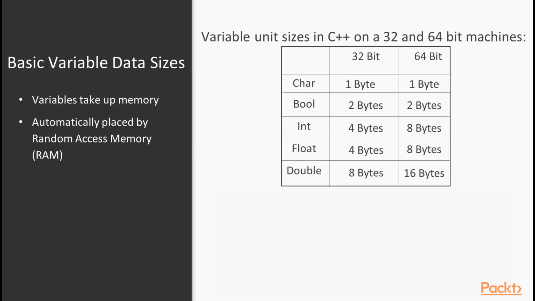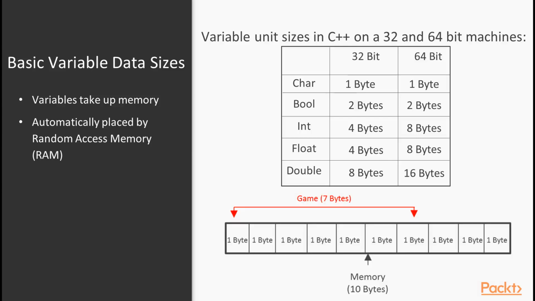An example would be, say here is our memory. Our memory has 10 bytes of available space, and now let's say we have a game that takes up 7 bytes of memory. So now we have 3 bytes of available memory left, but if we didn't have 7 bytes of memory, the game would crash due to memory overload.